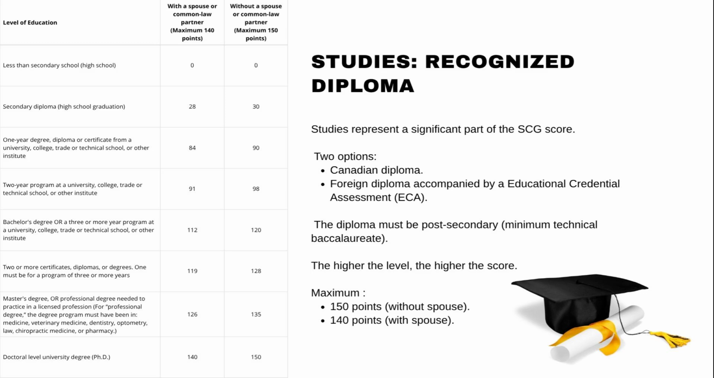Second factor, education. If your degree is Canadian, no problem. But if you studied abroad, you'll need to do an ECA, or Educational Credential Assessment. This proves that your diploma is equivalent to a Canadian one. Without it, no points will be awarded for your studies. And the higher your level of study, the more points you earn.